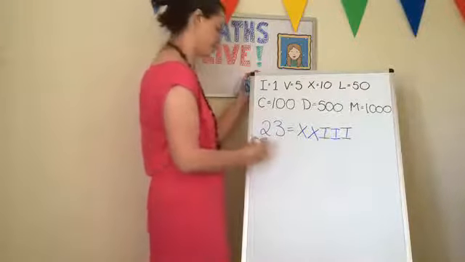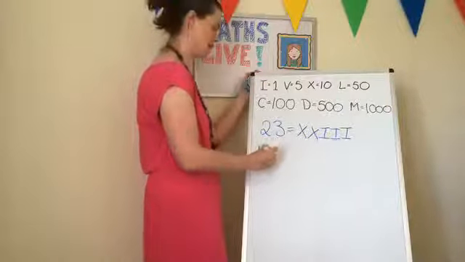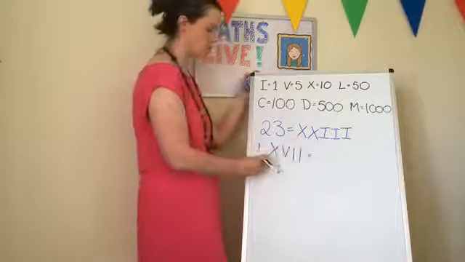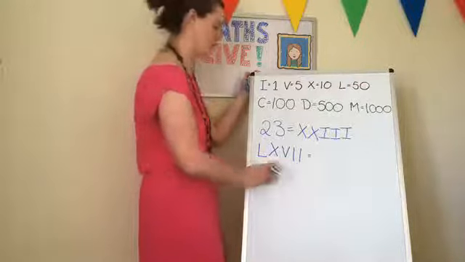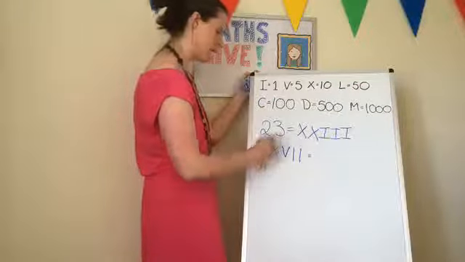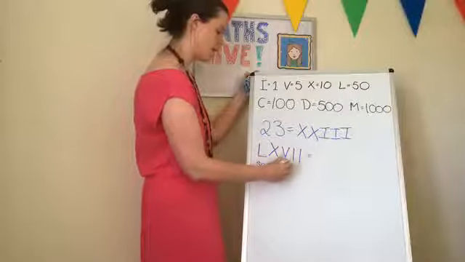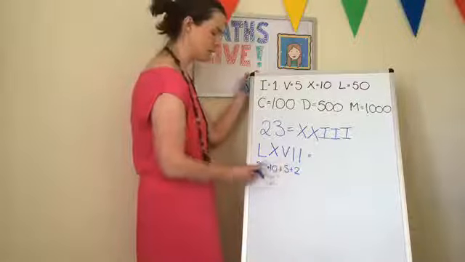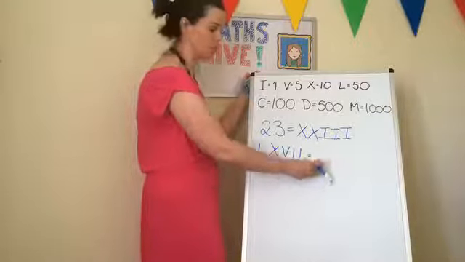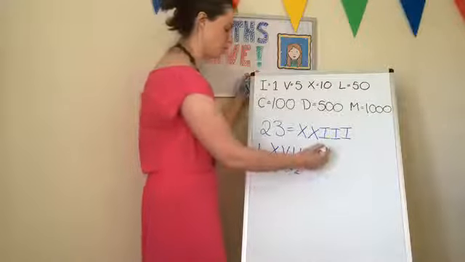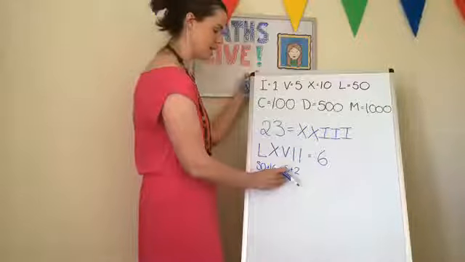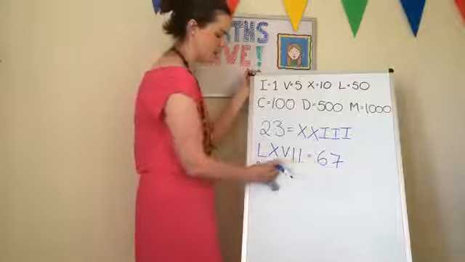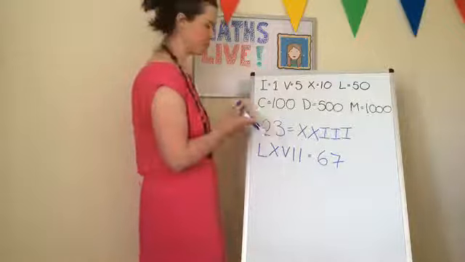I'll try one the other way around now. I've been given LXVII. A good way to do this is to make notes of the numbers underneath. So L, I know, is 50, X is 10, V is 5, and II is 2. All you've got to do is blend those numbers that have been partitioned and make them into one number. So you've got 50 plus 10, which is 60, and then 65, 66, 67. So LXVII is 67.